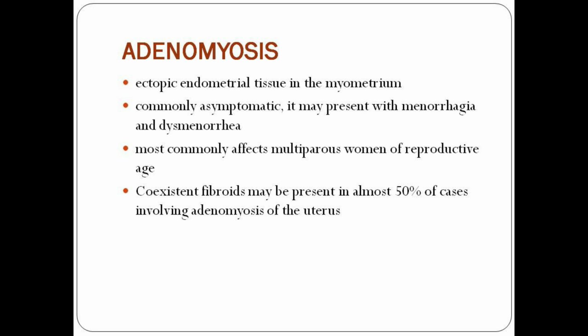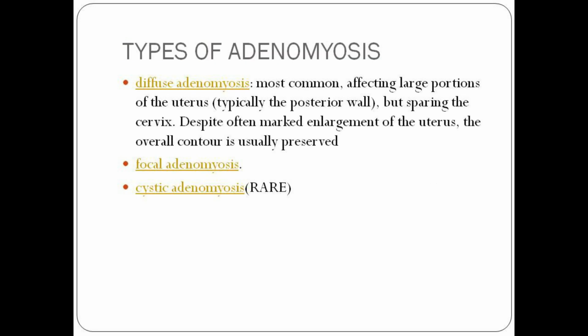Now, types of adenomyosis. These are diffuse adenomyosis, focal adenomyosis, and cystic adenomyosis. Diffuse adenomyosis is the most common one, while cystic adenomyosis is the rarest.